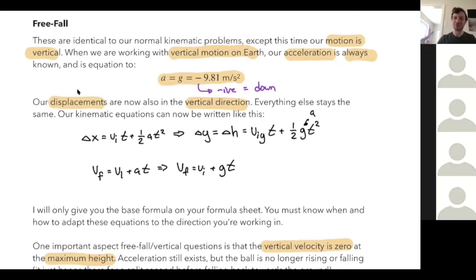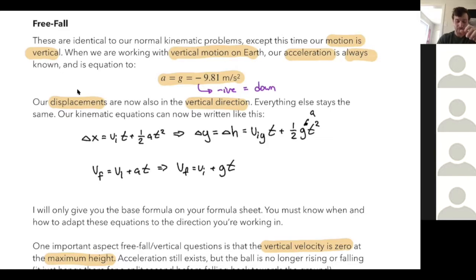Right, that is gravity. That is an acceleration that is always there when you're working with vertical motion. So your acceleration is always negative 9.81. It must be negative because it's going down. The questions are not going to tell you what gravity is. You need to be able to recognize in your head, oh, this question's going vertical. I'm throwing a ball up in the air. That means I have a negative acceleration.